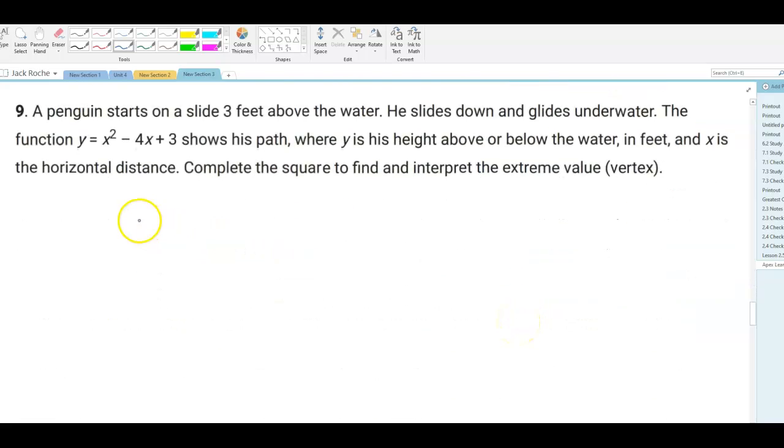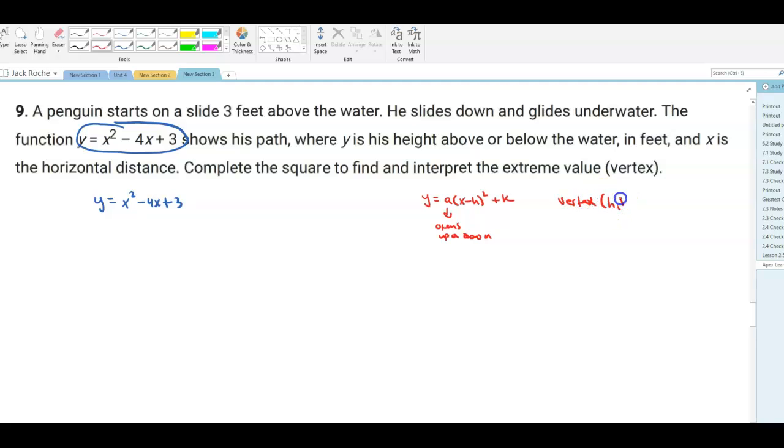So how do we do this, right? So when we look here, we're going to take this function, y equals x squared minus 4x plus 3. And we're going to complete the square on it to put it in that vertex form. Now remember, and I'm going to reiterate this, vertex form is a times x minus h all squared plus k, where a determines if it opens up or down, right? Opens up or down. And the vertex, in a math text, they'll say hk, but we think the opposite of hk.